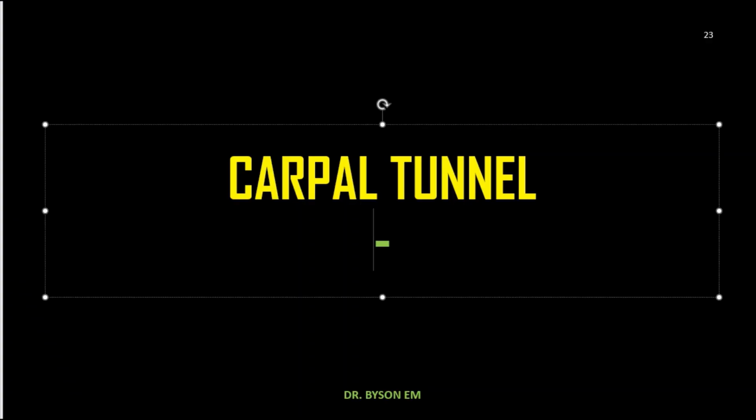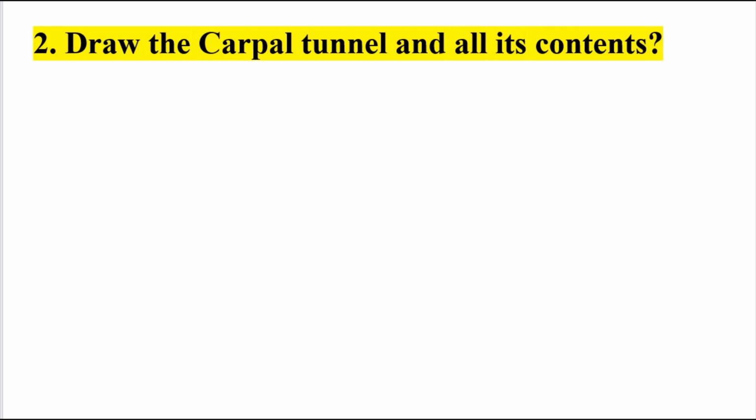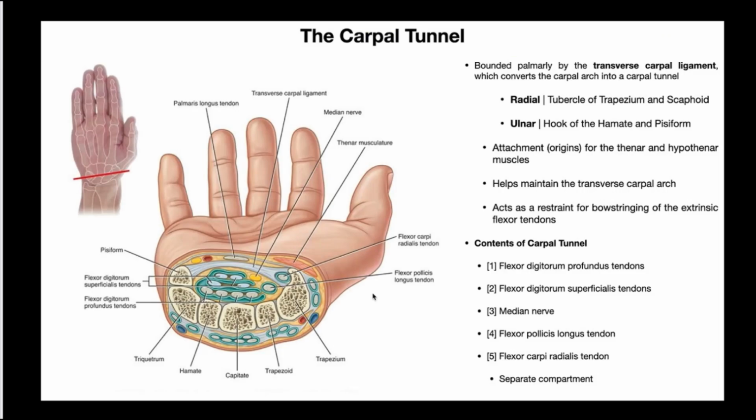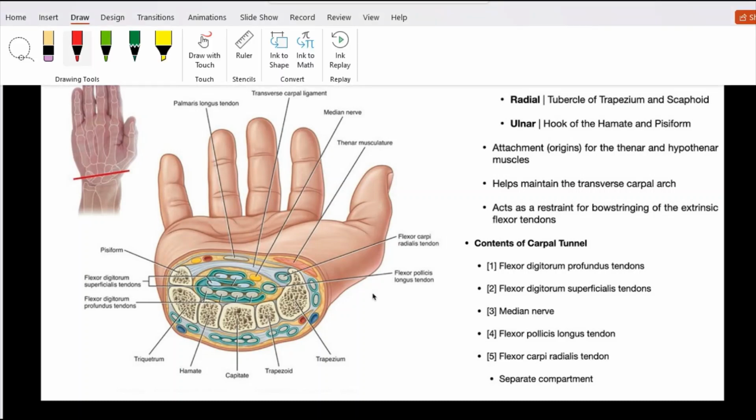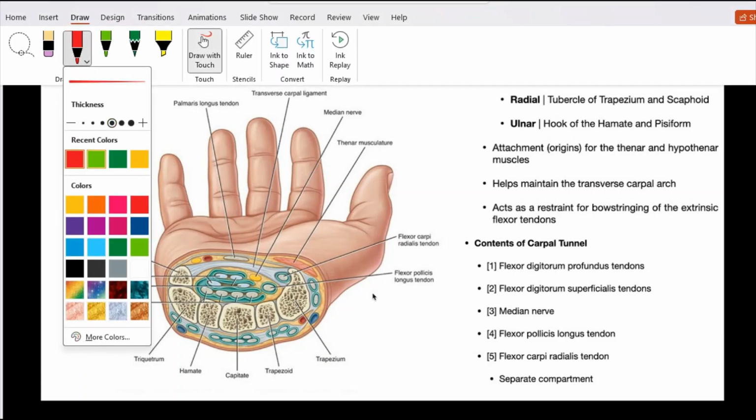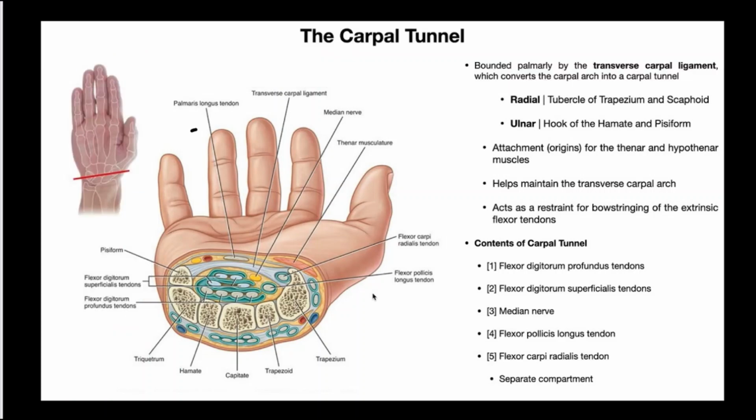Let's look at the carpal tunnel. So, question is, draw the carpal tunnel and all its contents. This is the carpal tunnel. Okay. So the carpal tunnel is bounded by the transverse carpal ligament, which transforms the carpal arc. This is the carpal arc here, like that. So that is the carpal arc.